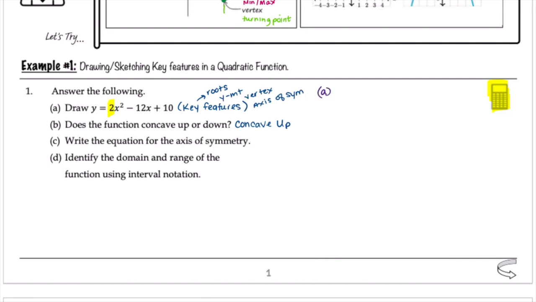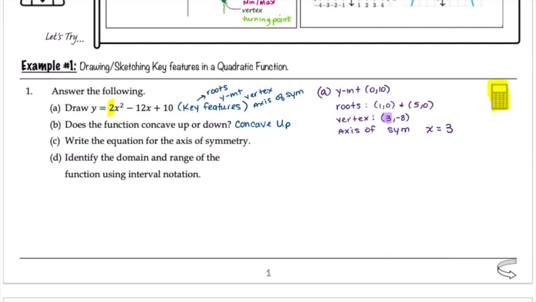All right, so I am going to start off with my y-intercept, which is (0, 10). I am going to identify my root or roots. In this case, I have 2. I am going to find my vertex, my turning point. And my axis of symmetry is always the equation x equals whatever the x value is on the vertex.